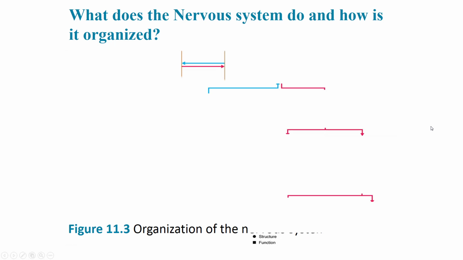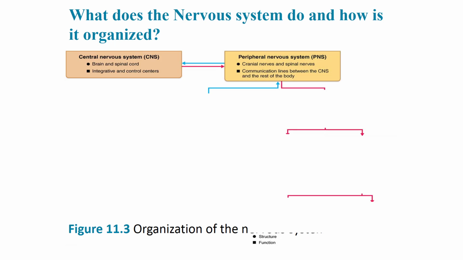Let's move on and take a closer look at a better view of this organization. And right here, you have an organizational chart. You have your central nervous system. The brain and spinal cord is all the way at the top, and is the one that integrates and controls everything else. And it moves into the peripheral nervous system. And the peripheral nervous system will be your cranial nerves and the spinal nerves. And they are the communication lines between the central nervous system and the rest of the body.